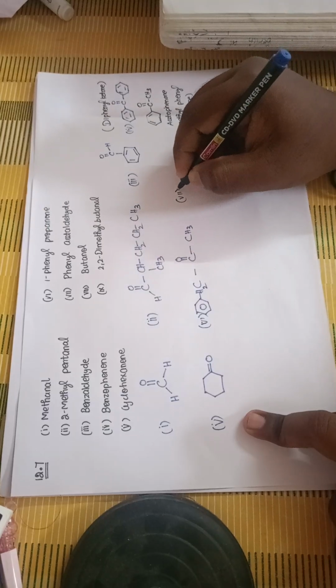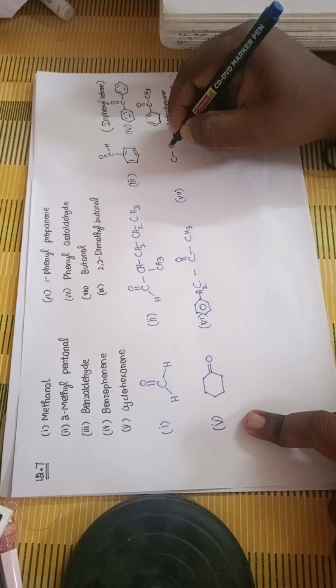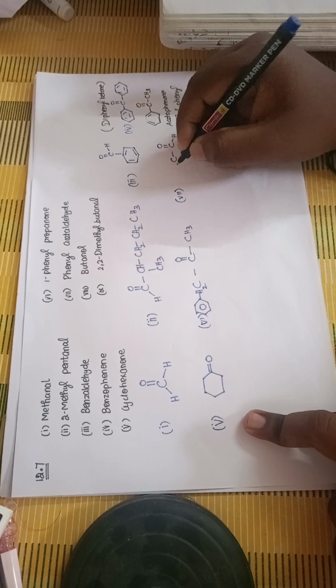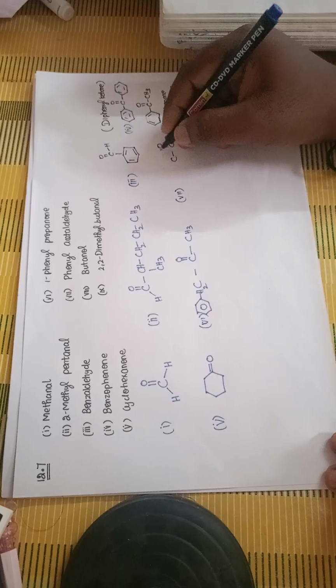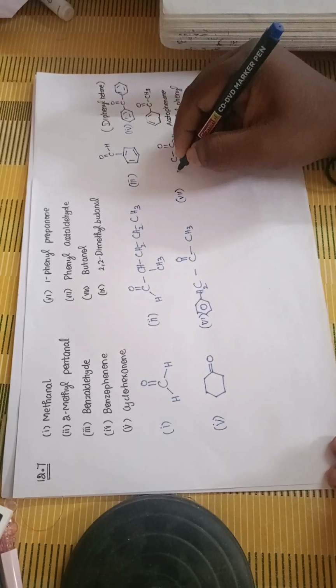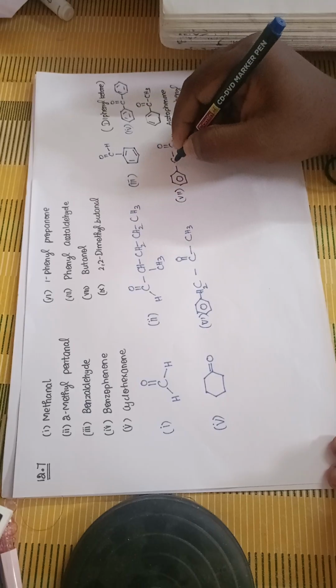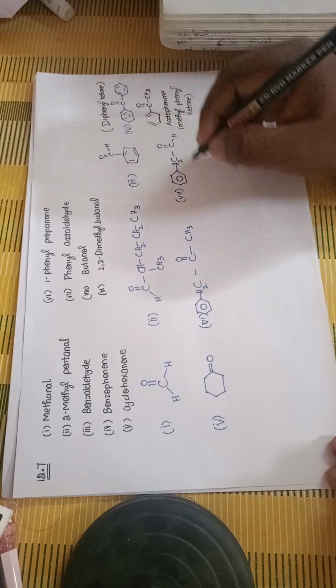Then phenylacetaldehyde. Acetaldehyde means ethanal, so this is ethanal. Now to the carbon here, all 4 bonds must be balanced, so we can attach the phenyl group here. Now fill the tetravalency using hydrogen. Now this is phenylacetaldehyde.